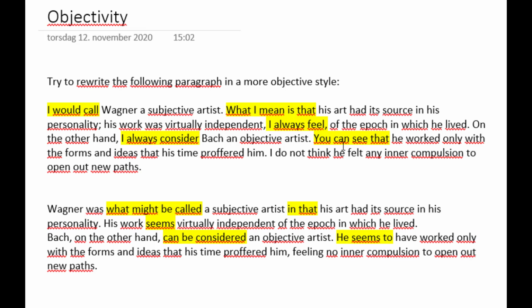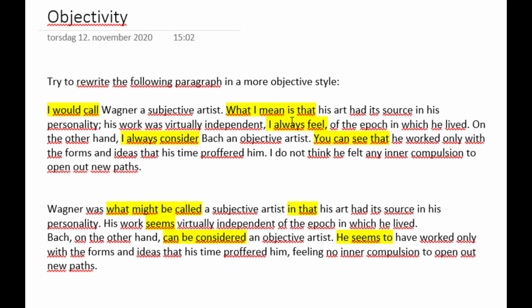So if we take a look at the rewritten paragraph, the first sentence reads, I would call Wagner a subjective artist. Instead of saying that, I take myself out of the equation and say Wagner was what might be called a subjective artist. So I focus on Wagner instead of me. And then I've taken out what I mean is that, and I've just exchanged that with in that. I'm sort of specifying, because what I mean is that, you're trying to elaborate on what you mean. So I can do that by simply saying in that.